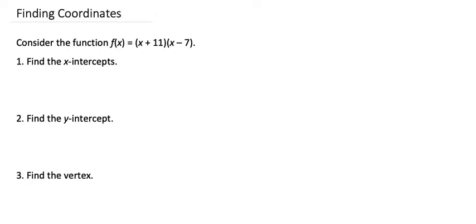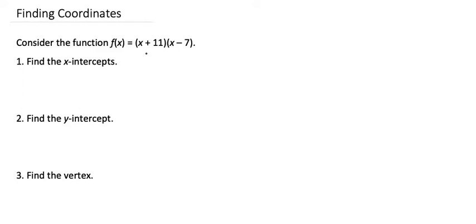In this video, we're going to talk about how to find special coordinates of a quadratic function. We want to find the x-intercepts, y-intercept, and vertex, and in this case, our function is f of x equals x plus 11 times x minus 7. This is written in factored form.